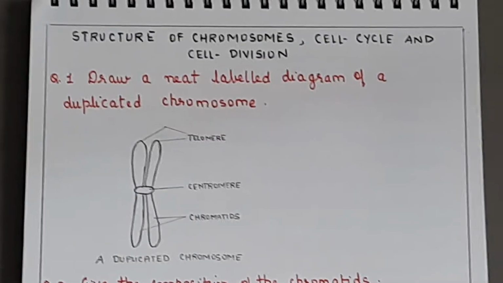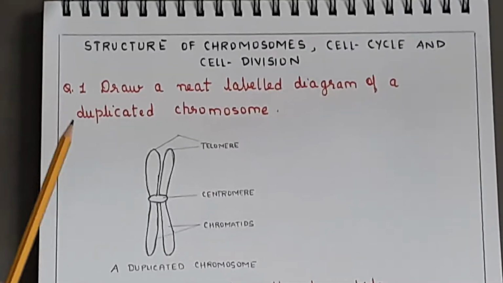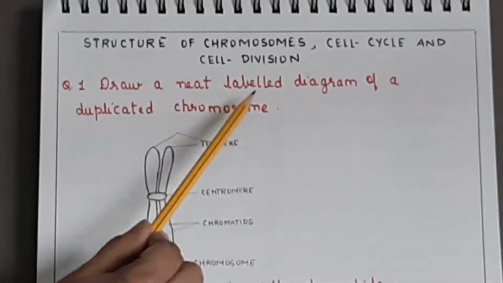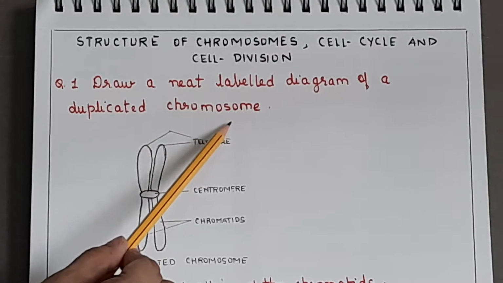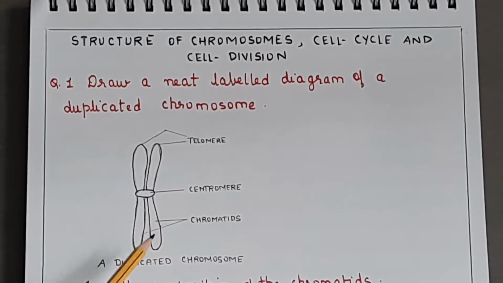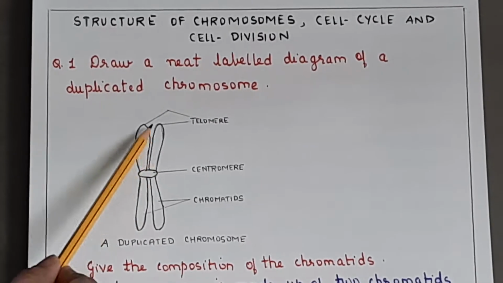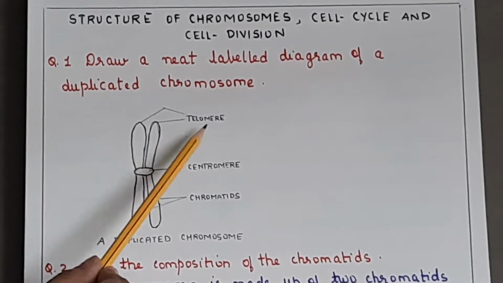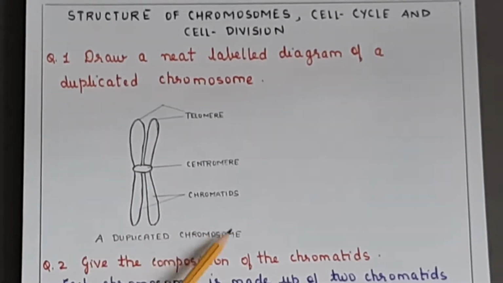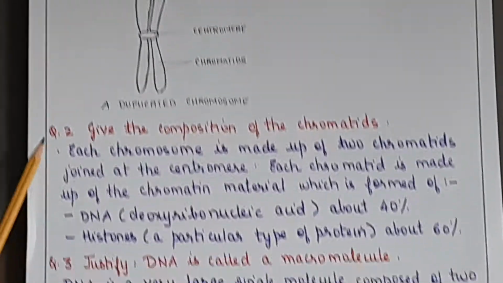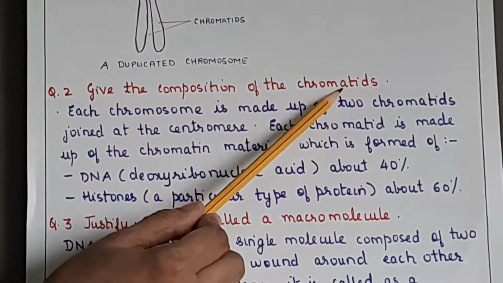Now I want you to note down a few questions and answers related to what I've explained. First question: draw a neat labelled diagram of the duplicated chromosome. You have to draw the diagram in pencil, a neat labelled diagram. So this is the chromatids, centromere and the telomere, and label it as a duplicated chromosome. Then next is, give the composition of the chromatids.